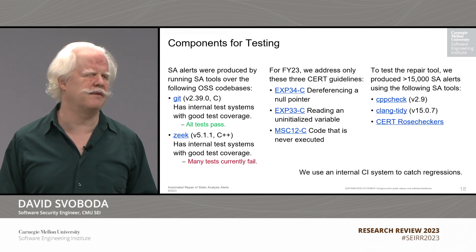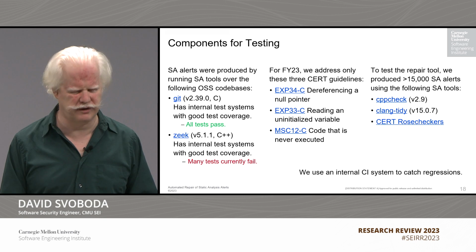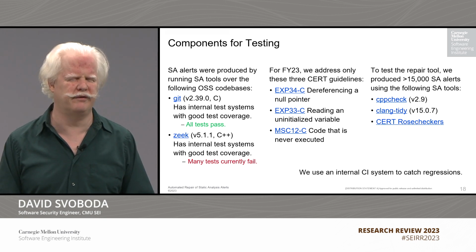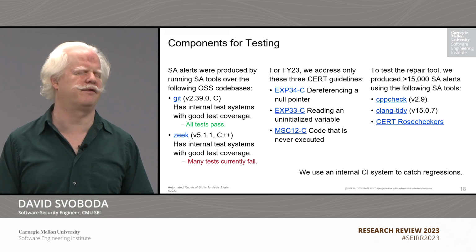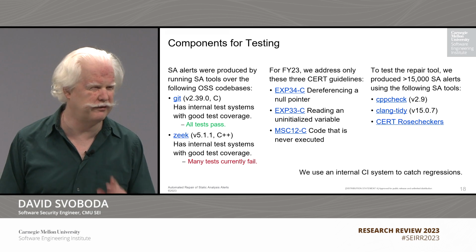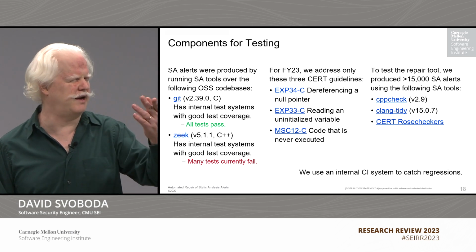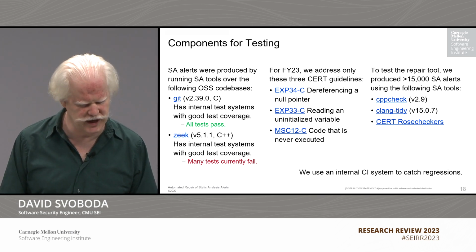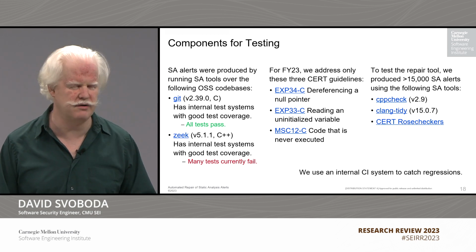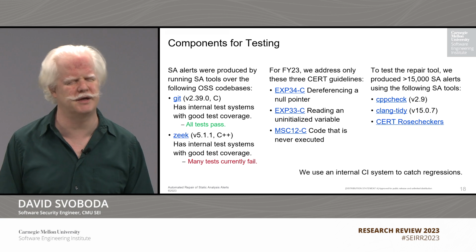So for testing, we're initially testing on 3 CERT rules. They also have CDBs associated with them, but we're testing these 3 rules. We're testing on 2 open source code bases. Git happens to be one of them, and the other one is Zeek. Both of these code bases have test suites. You can simply type make test. It runs through their testing process.